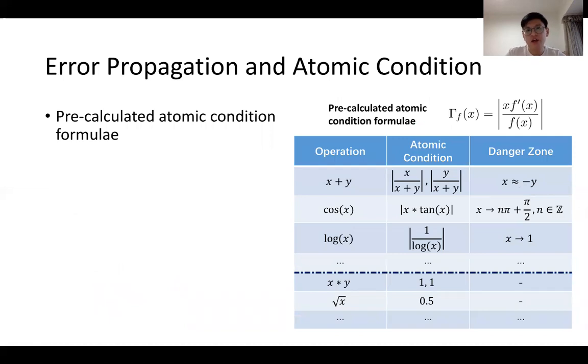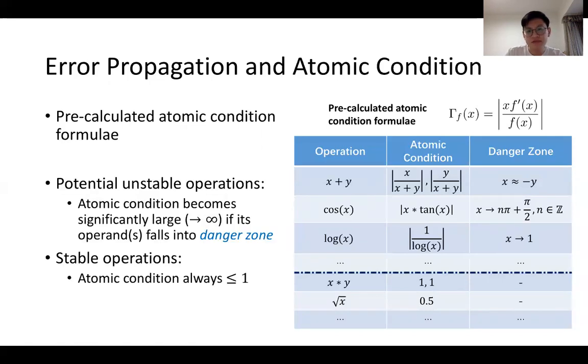And how do we calculate atomic condition? We have the definition of condition numbers here. It involves a derivative of f(x). Since we define the atomic condition as the condition number on these atomic operations, and their derivatives all have mathematical expressions, we can use pre-calculated formulas to calculate them. For cosine x, the atomic condition is x times tangent x, and we don't need any high precision type to do that. We can directly calculate it with native floating point types.